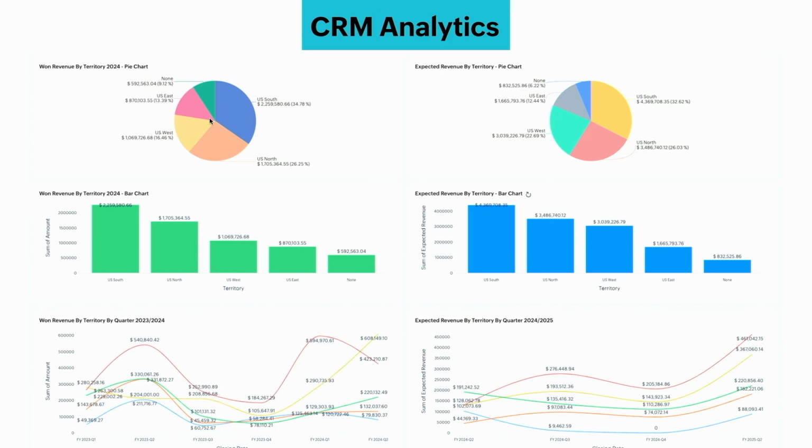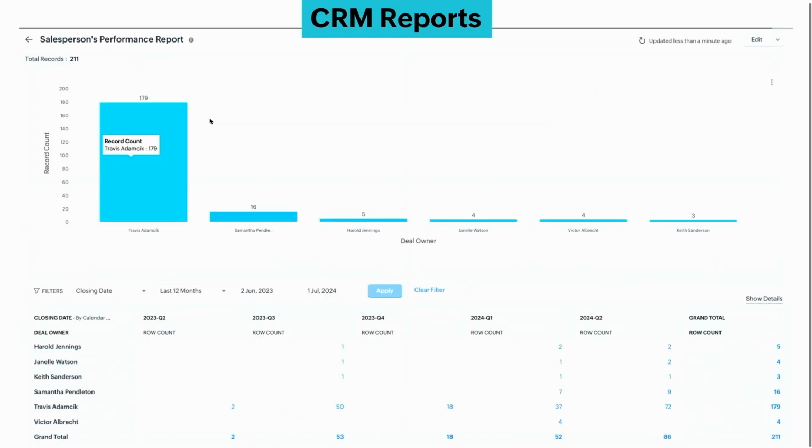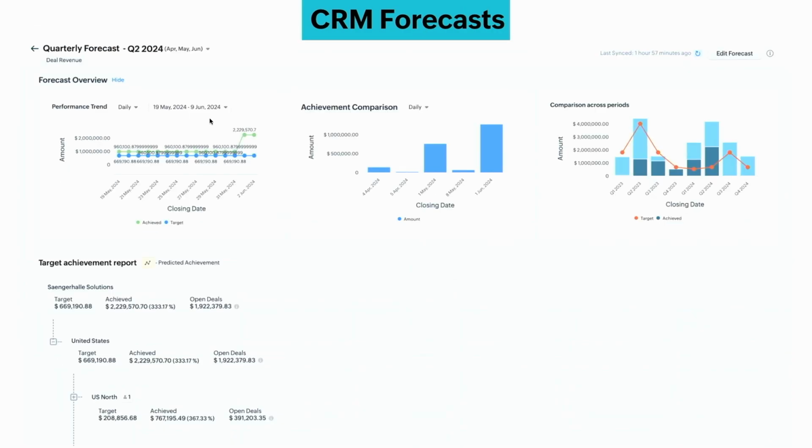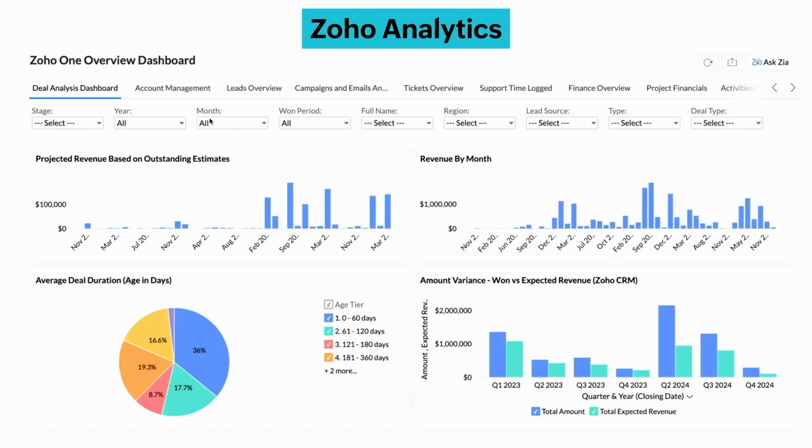Here's our power overview, right? What's good in each tool. CRM Analytics is pretty. CRM Reports shows you all the underlying data. Forecast is going to show you the comparison across different territories or across different user groups. And then Analytics is kind of going to be doing everything.